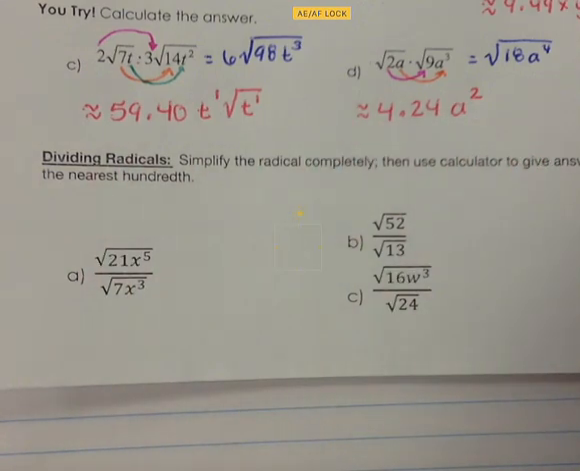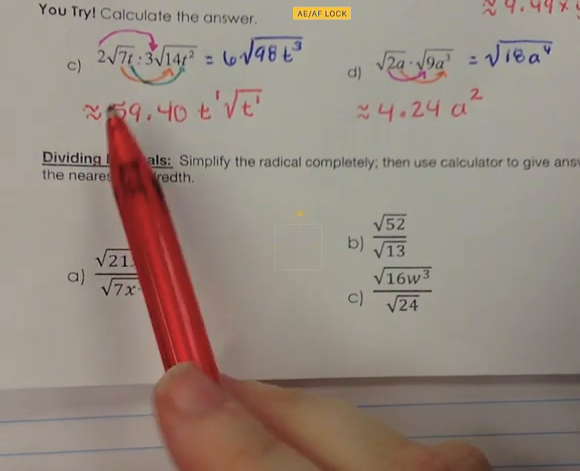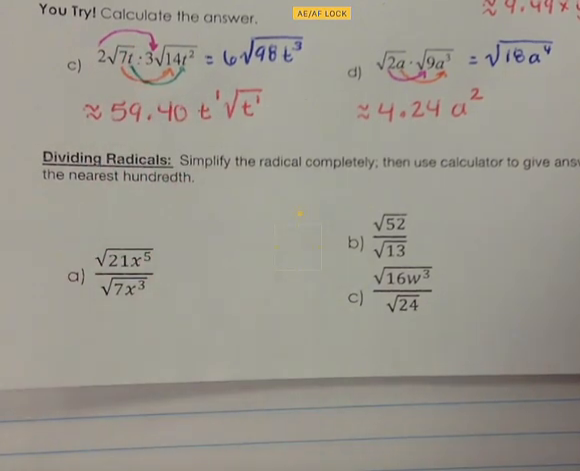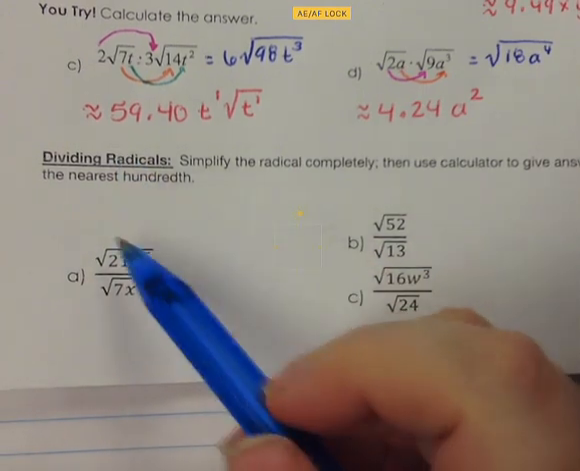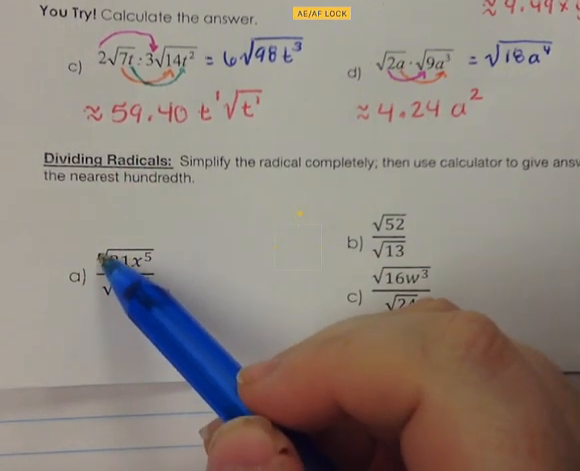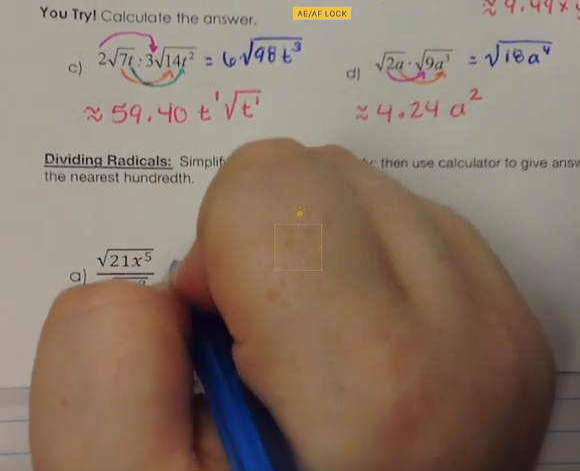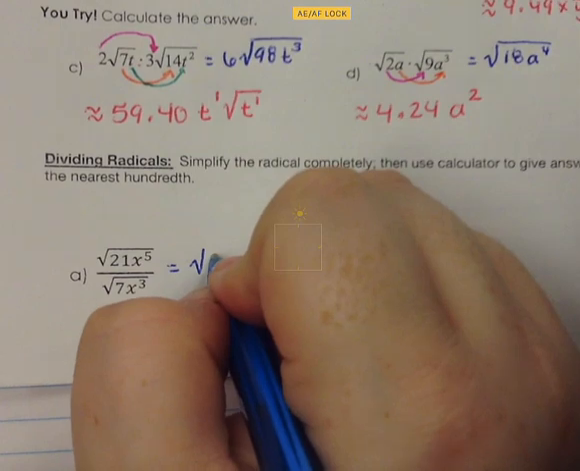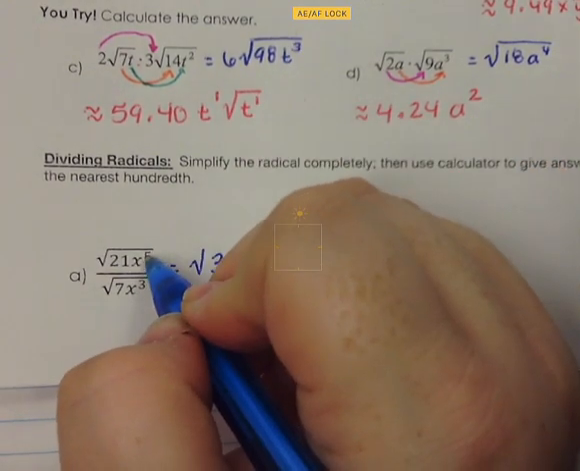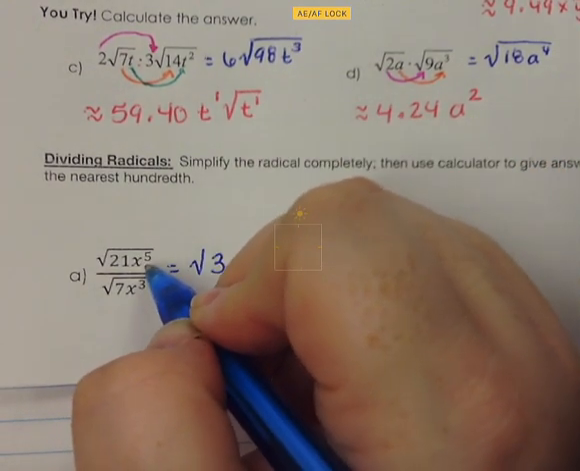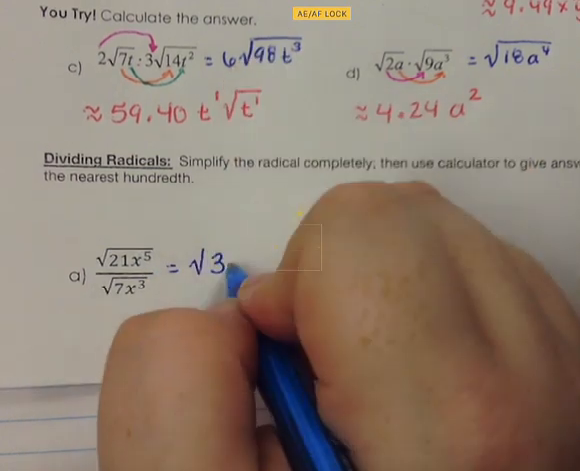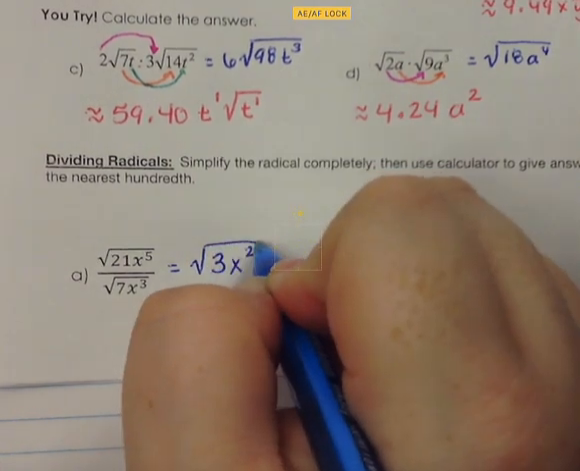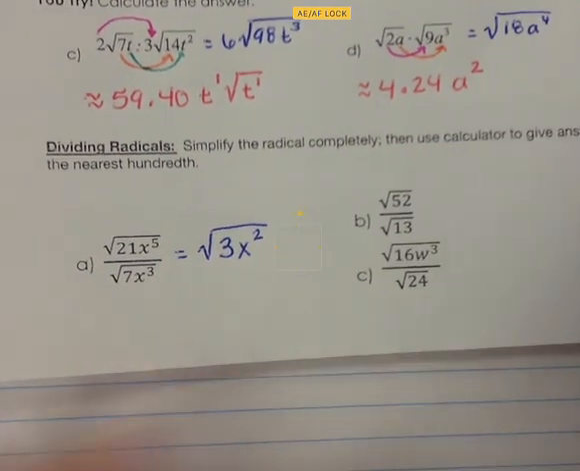Okay. So A, we still do the coefficient with coefficient and the radicand with radicand. So we have to simplify. These both have the square root symbol, so we can have the square root of 21 divided by 7 is 3. And then x to the 5th divided by x cubed is, the 5 is bigger and it's on top, so it's x on top. And 5 minus 3 is 2. So I have the square root of 3x squared.